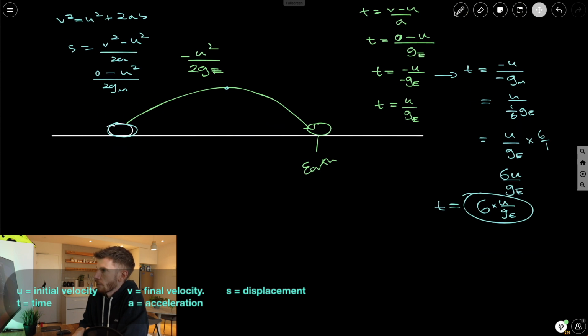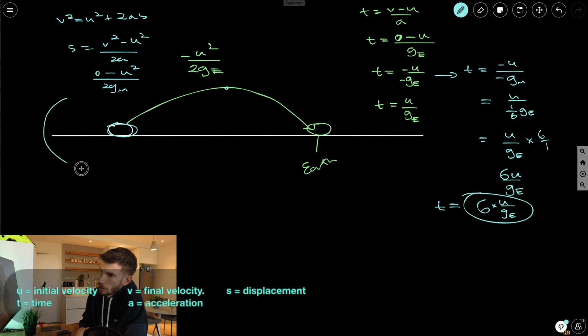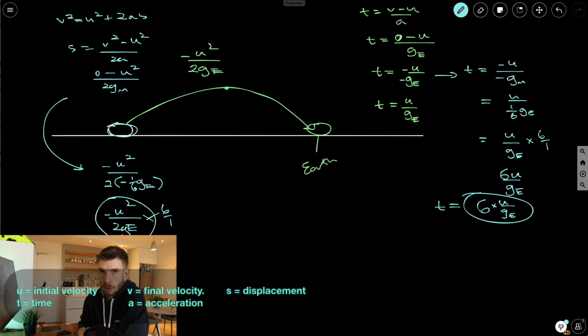We can do the exact same thing again. For the moon, I might just come down here to get a bit of space. So negative U squared on 2, and this would be negative 1/6 of GE again. And so again, what we're seeing is we've got this divide by 1/6, so again it's going to times by 6. 2GE times by 6 on 1, so it's multiplying like that. So it'll actually be able to go higher, right? It'll go 6 times higher.